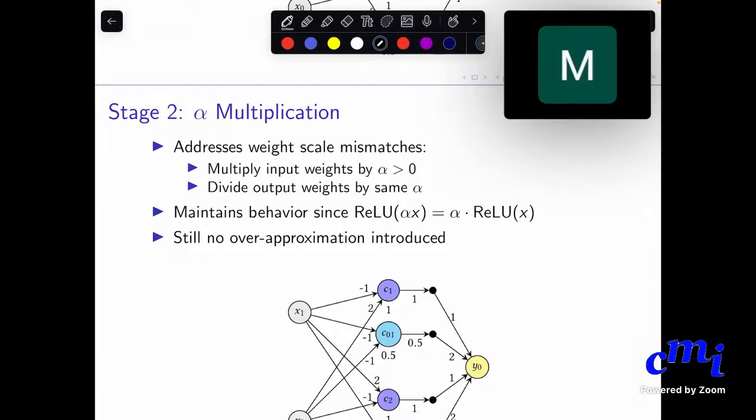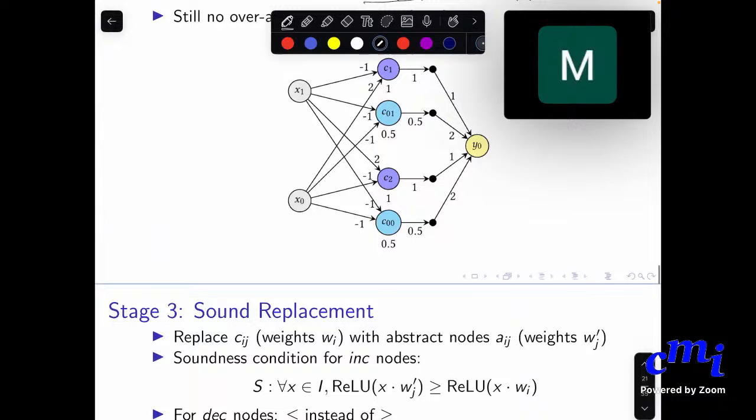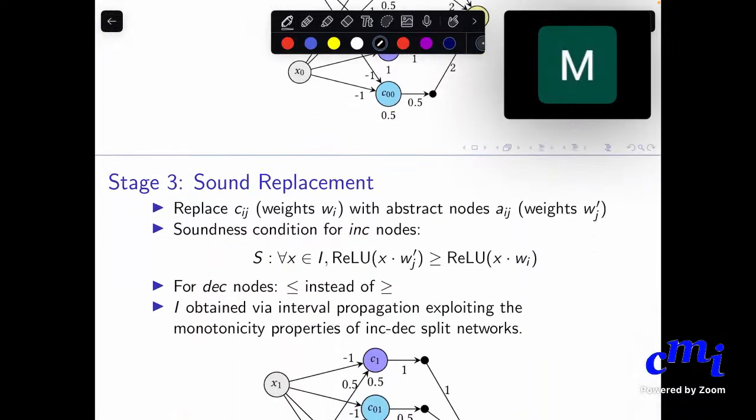So now we will multiply the input weight by some alpha, and if we scale up the input weight by alpha, then we will scale down the output weight by alpha, or vice versa. Because we know that for all x, this is true, there is no over approximation introduced. The network still is exactly the same, and the output will still be the same.